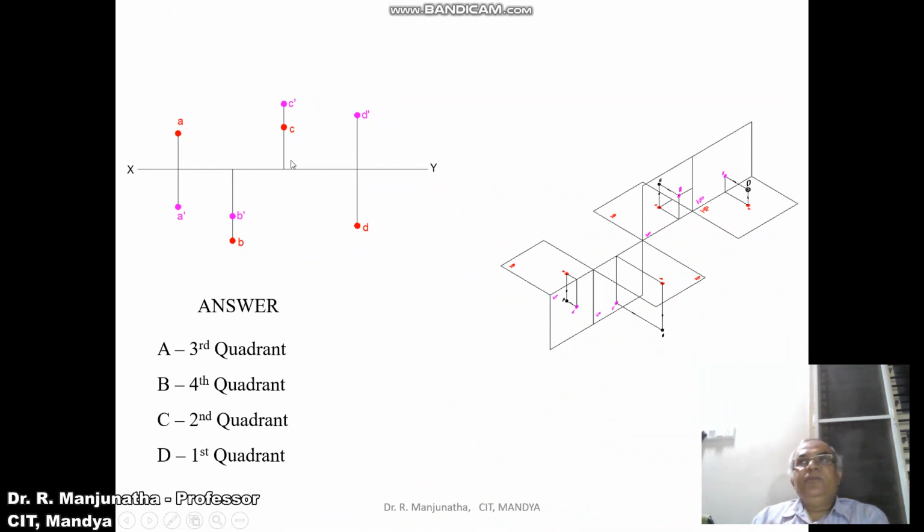Next, the front and top views are above XY line. The front view is above XY line and the top view is also above XY line, that is small c. So here you can see in the second quadrant, the front view is above XY line and the top view, when it is rotated by 90 degrees, also comes above XY line. This can be C dash and this can be C. That depends upon the distance, as he has not given any distance, so we have assumed some distances. So capital C lies in the second quadrant.